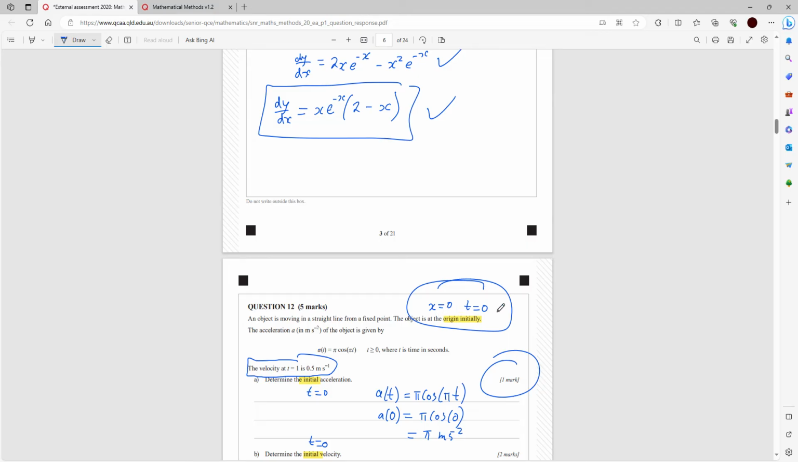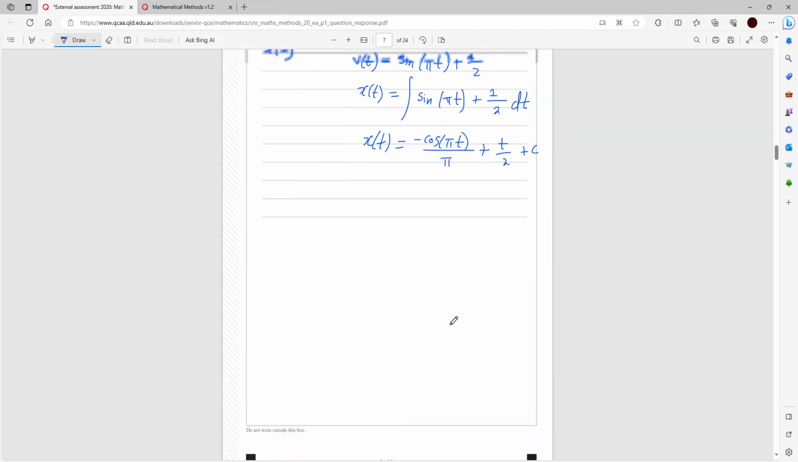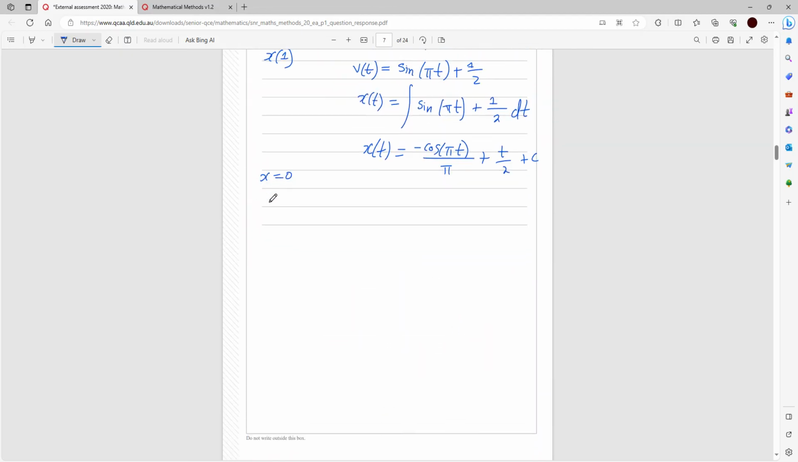When x is 0, t equals 0, because the object is at the origin initially, and the origin is 0, 0 in this case. So x is 0 when t equals 0. So x of 0 equals negative cos, and then you replace wherever t is with 0, plus 0 on 2 plus c, and then we have 0. This whole thing's going to be 0. Cos of 0 is 1, so you're going to have negative 1 on pi, because the negative sign is here. This bit's 1, but times by negative 1 is negative 1, plus c. So that means c is 1 on pi.